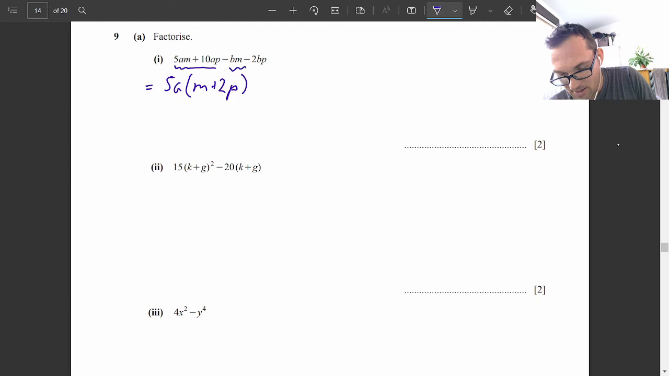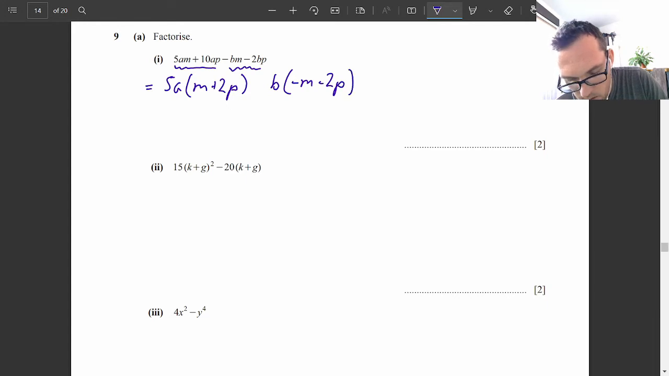Good. In the second part there, what do we have in common? We've got a b. So we factorize out the b, and we're left with a negative m and a negative 2p. What do we put in front of the b? It's a positive b, so we put a plus. Now looking at this, it looks like we're close to something, but we're not quite there. We've got an m plus 2p there and a negative m minus 2p. We can make them the same by factoring out that negative. Think of it as a negative 1.